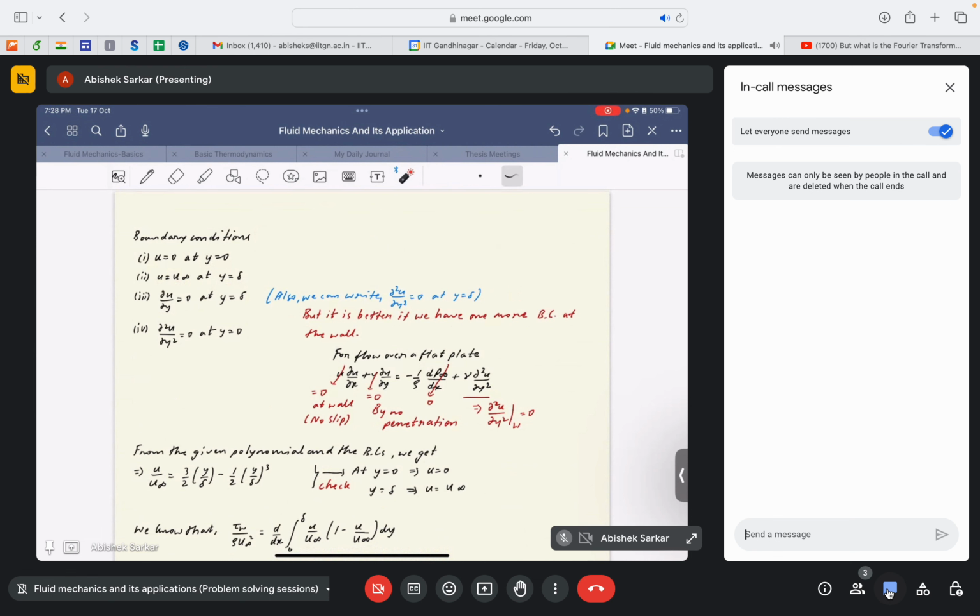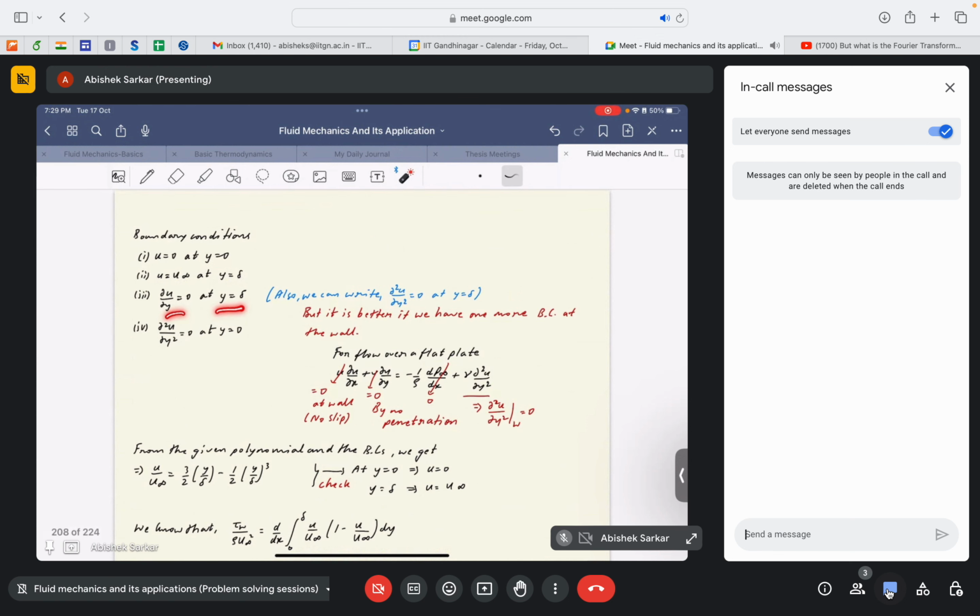Finally, we impose the condition that dou square u by dou y square is equal to 0 at y equal to 0. We can also consider dou square u by dou y square equal to 0 at y equal to delta. It's quite fine, because dou u by dou y at y equal to delta is 0. But still, as mentioned here, it's better to have one more boundary condition at the wall, and it can also be derived mathematically from the governing equations.